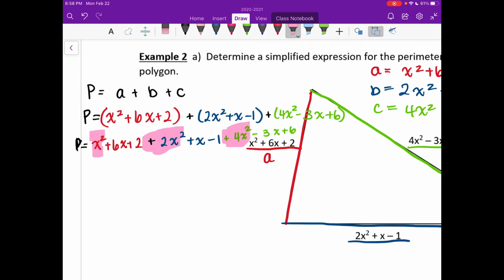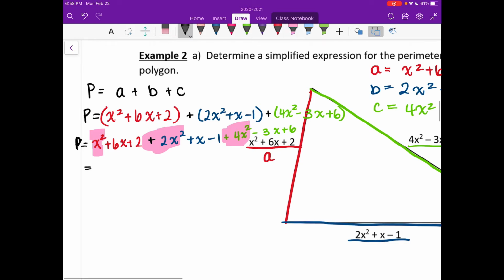Okay? So this is going to be equal to, let's put all of our x squares together. So that's 1 plus 2 plus 4, right? So 1 plus 2 is 3, plus 4 is going to be, sorry, I stopped thinking for a second. Plus 4 is going to be 7.